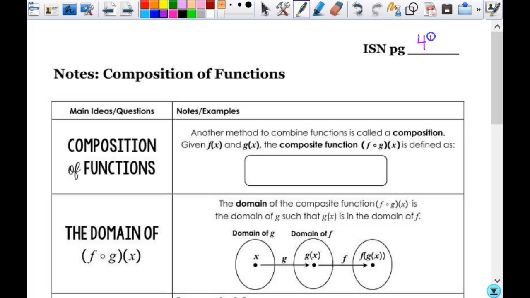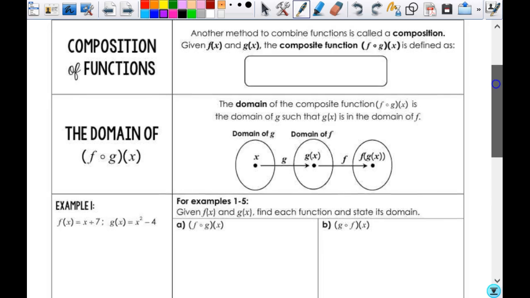Right, so we're looking at page 41. On Friday, we combined functions by adding, subtracting, multiplying, and dividing. Today, we are going to compose them with composition of functions. It says another method to combine functions is called composition.